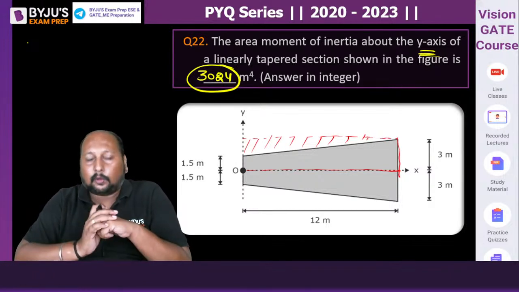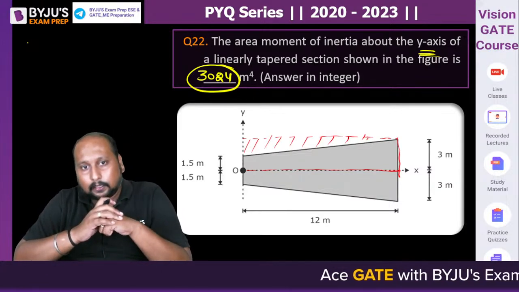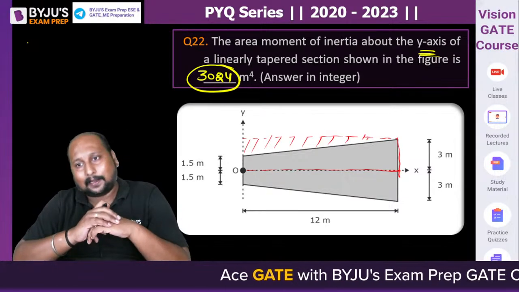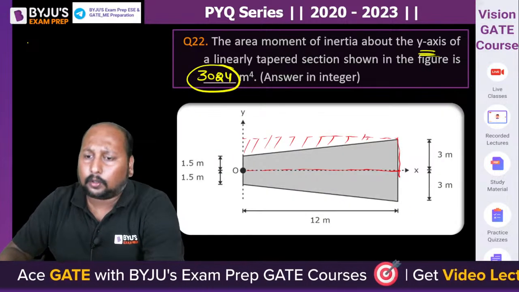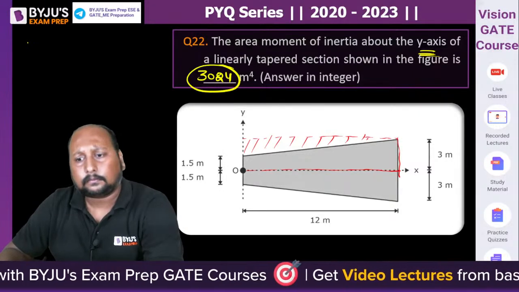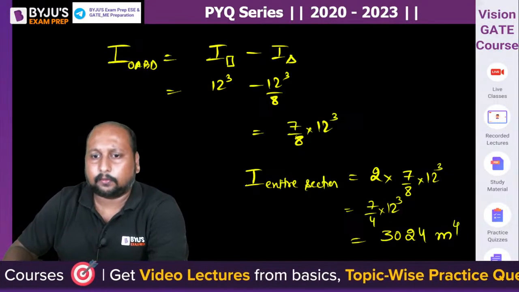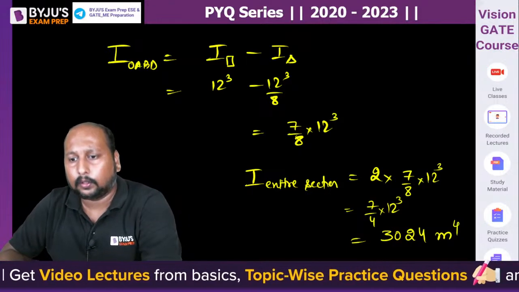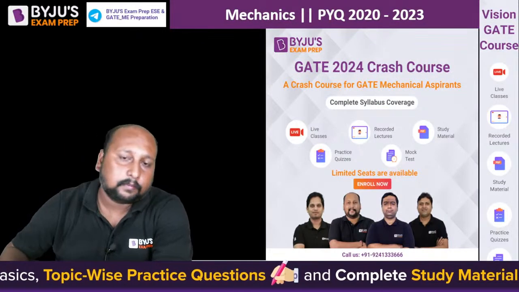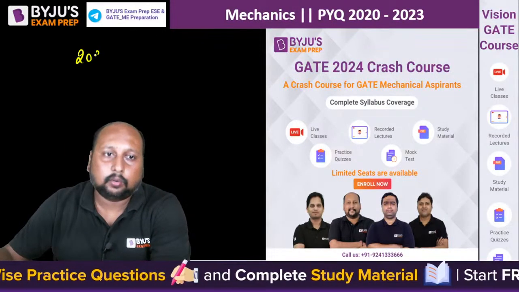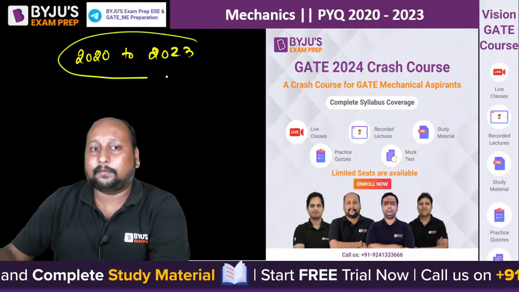So these were the 22 questions from the last 4 years that have been asked in the GATE examinations, right? Is it 3018 or 3024? Please check. I think we should be getting 3024. All right. So these were the questions from 2020 to 2023. All the questions from all the sets we have covered.